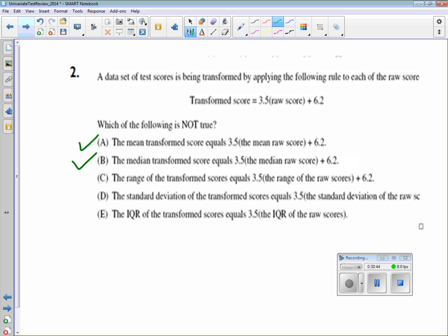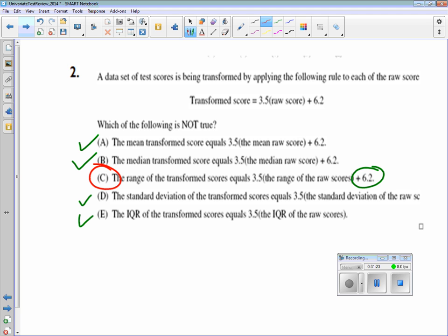Okay? So let's look at C. The range is transformed by multiplying and adding. Well, hang on, because the range is affected by the multiplication. Is it affected by this? So that's a possibility that we think it might be true. Do you agree? Or that's the one that's not true. Let's go ahead. The standard deviation is just 3.5 times. Yes, because that's a measure of spread. IQR, again, a measure of spread, so it's only affected by multiplication. So these are both true, which tells me what is the answer.